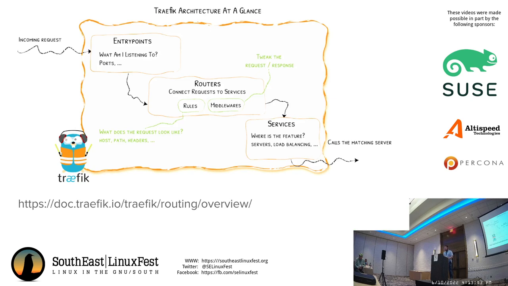And to visualize that process a little better, here's an image from the Traefik documentation. It shows an incoming request coming in, going to an entry point, and then the router uses rules to determine which service to send it to, and it sends it through a middleware if needed. And then the service there is the matching backend server that the request should go to.